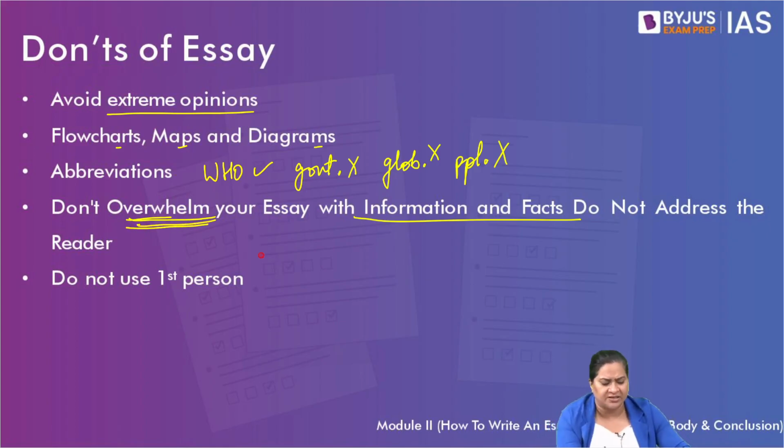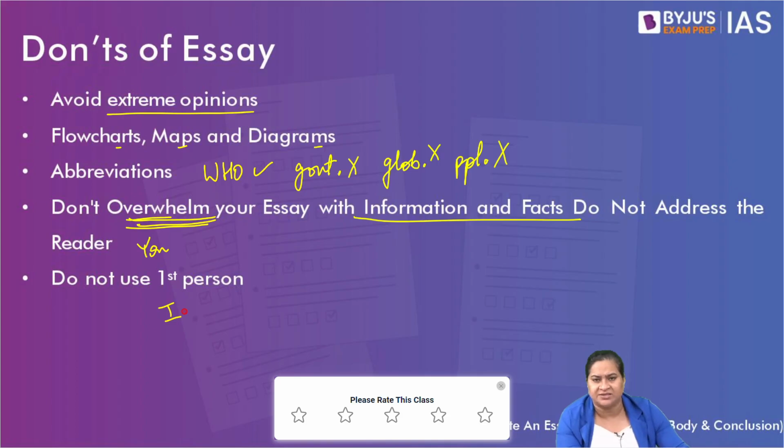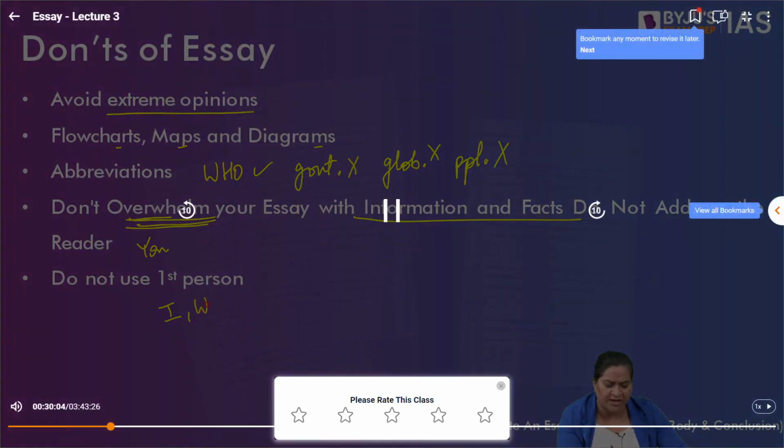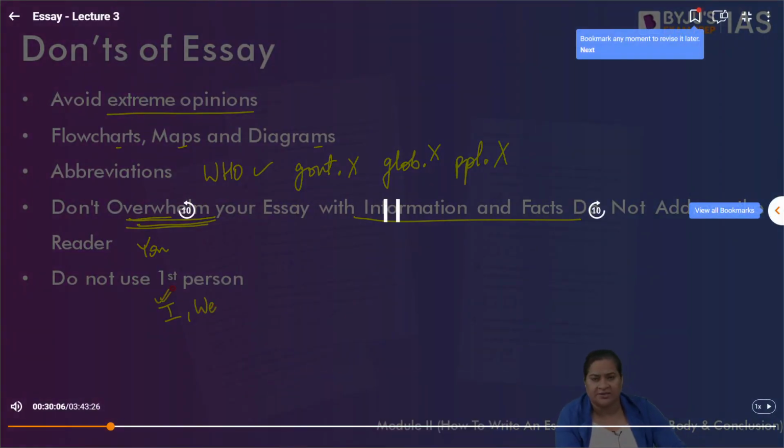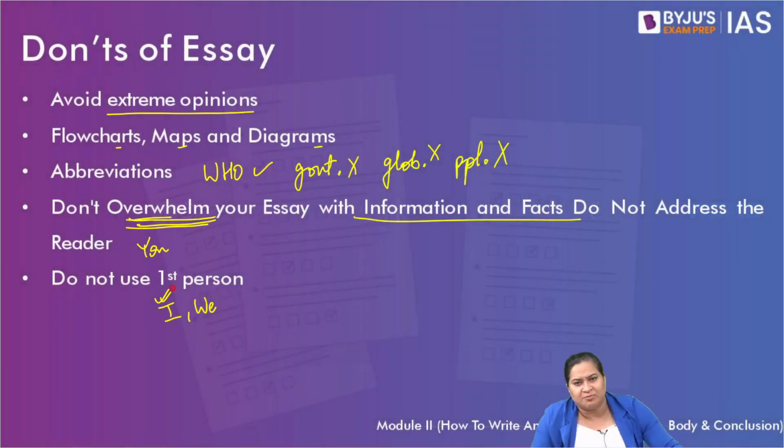Do not address the reader, which means do not write you, as you can see, as you can observe, as you may consider. Instead, write as it can be observed, as it can be considered. Do not use first person. Don't write as I can say, as I may consider. Just avoid I, we, especially I. It is a mark of narcissism. It is a mark of self obsession. So why communicate something which you are not, just because you don't know that this should not be used? Better know that this should not be used at all.